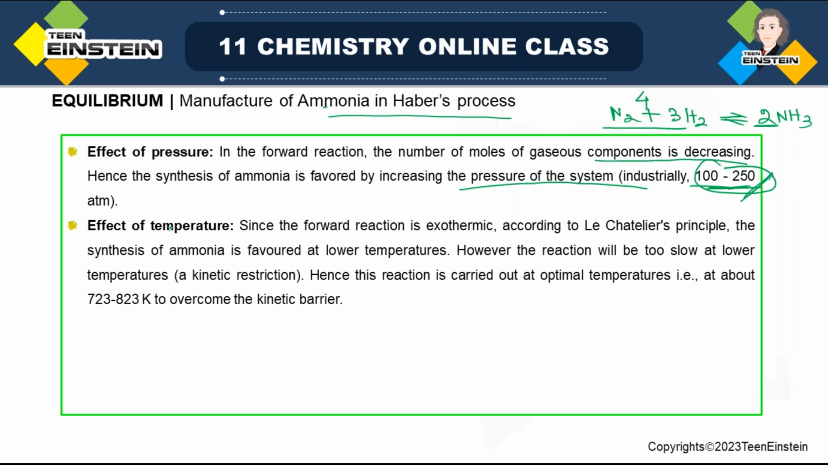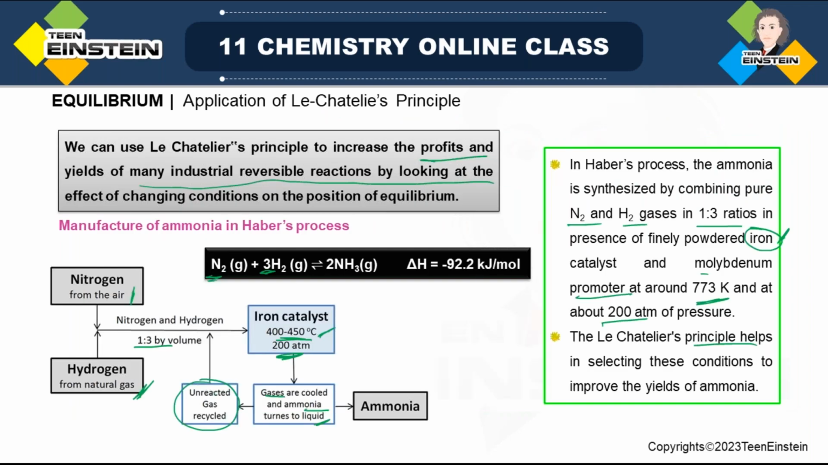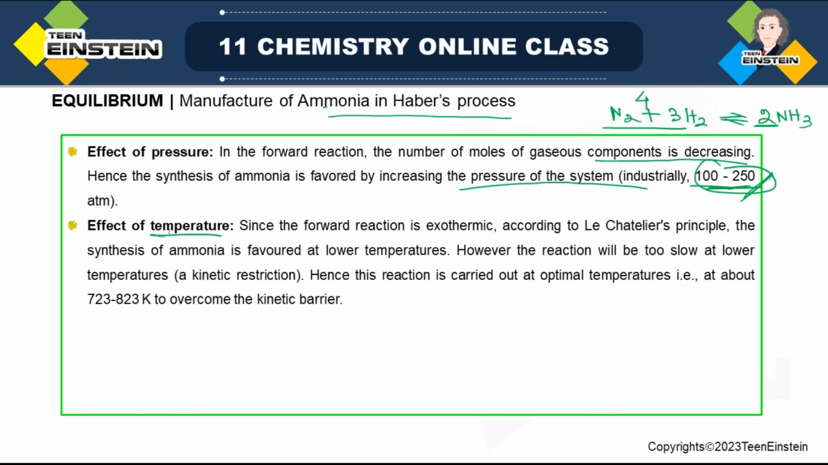Then what is the effect of temperature? Now in the previous slide you have seen the forward direction reaction is, look at this value, minus 92.2 kilojoule per mole. So it is exothermic. So when it is exothermic, temperature should not be very high. Since the forward direction reaction is exothermic, according to Le-Chatelier principle, synthesis of ammonia is favored at low temperature.